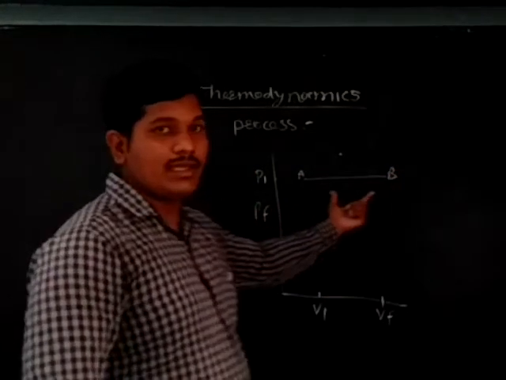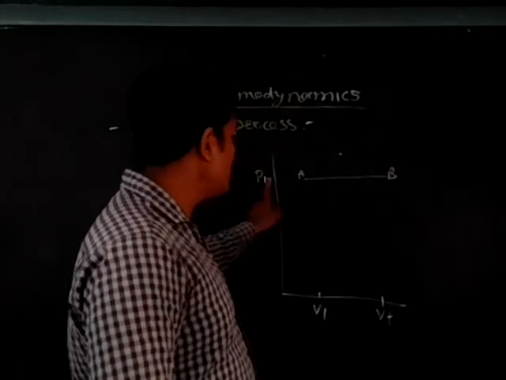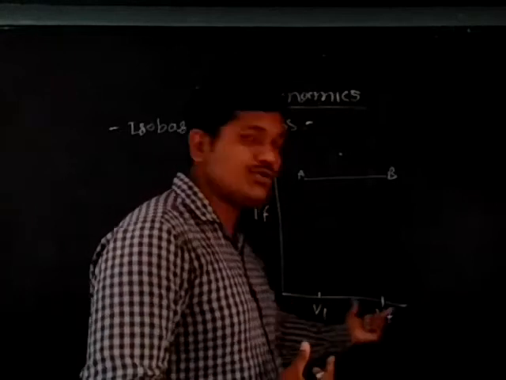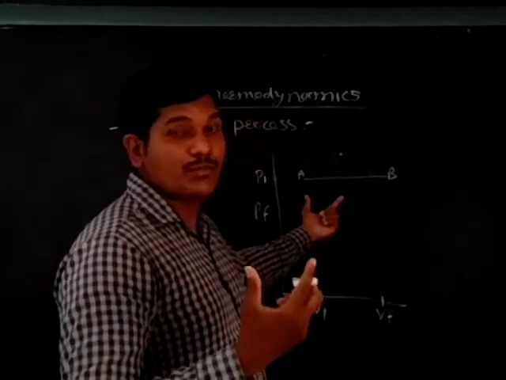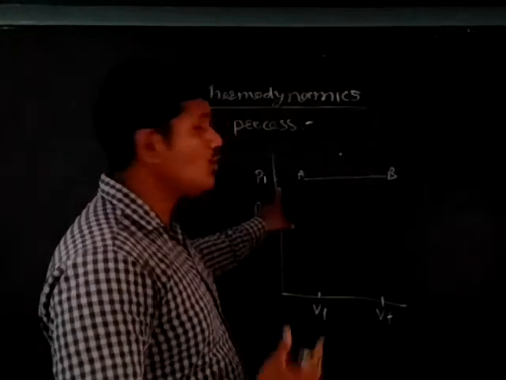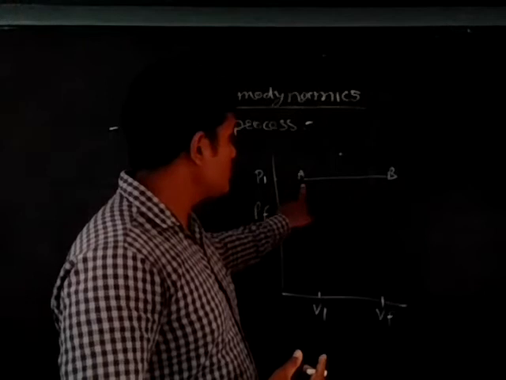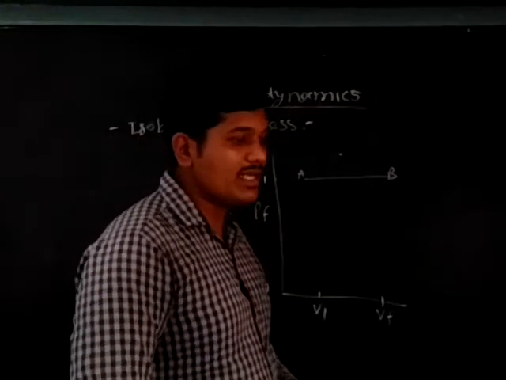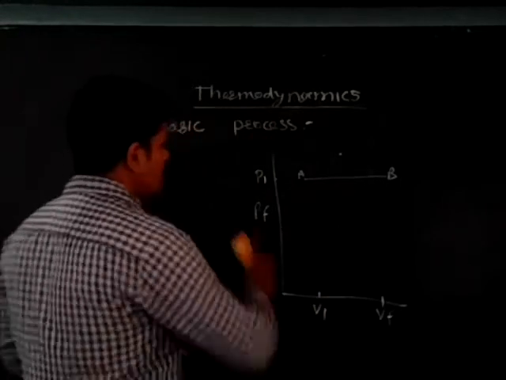Suppose A to B, A is the initial state, B is the final state. Okay, now this is the value of pressure at which the entire volume has changed from Vi to Vf. That's why when the thermodynamic process is carried out, this value of pressure has remained as it is and the process has changed its state from A to B. Okay, so this will be the PV graph for the thermodynamic process.